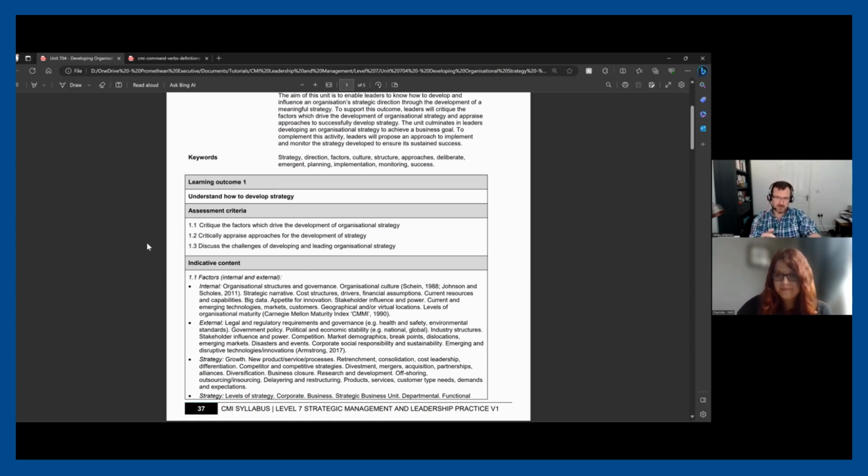Charlotte, I don't know if I've got the statistics here, but do we get many referrals on this? Do we tend to find that? For 1.1, no. The next assessment criterion, 1.2, is quite a common one for referrals.